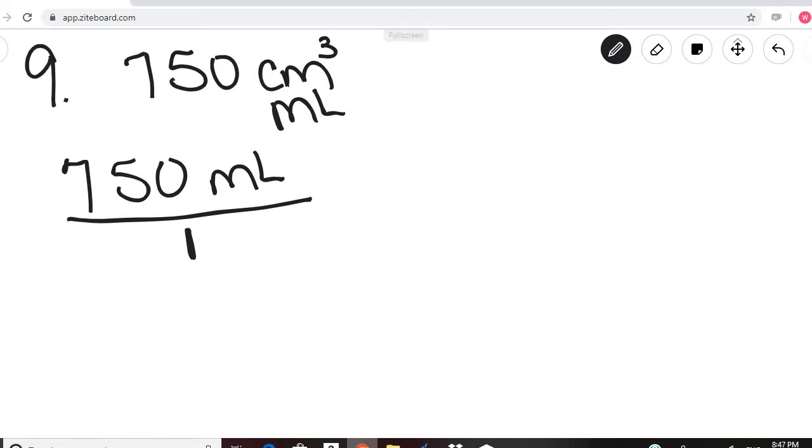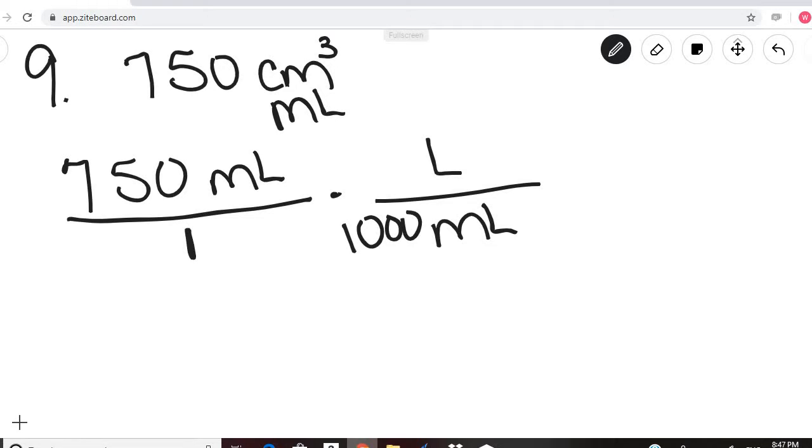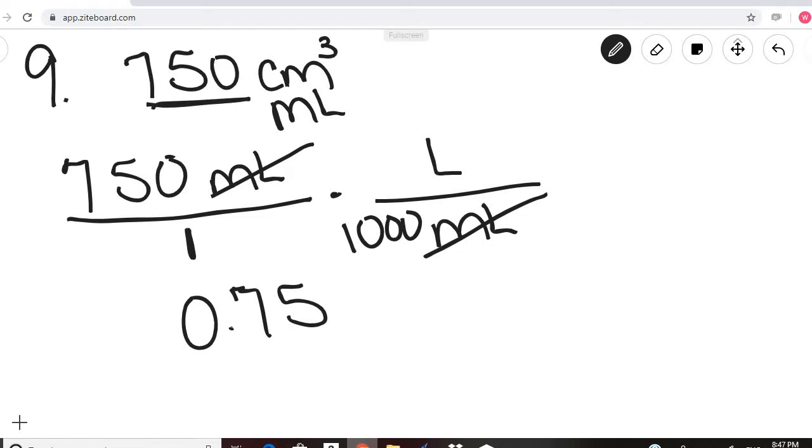We want to end up with liters, so liters goes on top and milliliters goes on the bottom. And we know that there are 1,000 milliliters in a liter. So milliliters cancel. 750 divided by 1,000, 0.75. We can only have 2 significant figures because this number has 2 significant figures. So 0.75 liters.